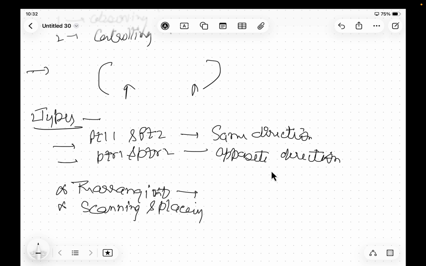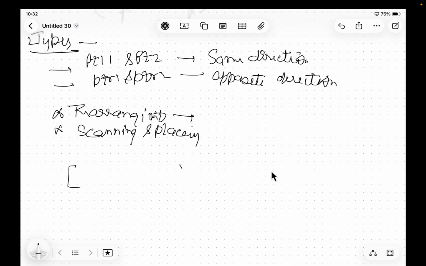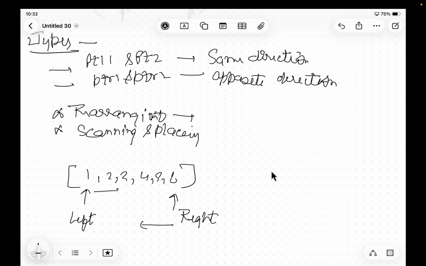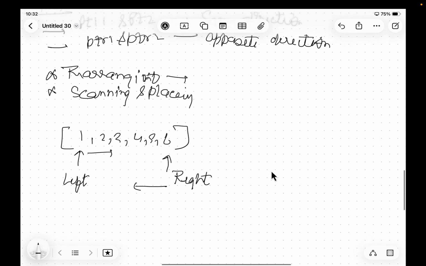Second is the opposite one. In opposite, what happens, suppose I'm having 1 2 3 4 5 6, so this is my left pointer and this is my right pointer. This right pointer is moving in this direction, this left pointer is moving in the opposite direction. Based on the diagram you can think of pointers starting from opposite ends, and we are going to use this for pair problems. Like, find two elements which have a sum of x. So we call it the pair problem.